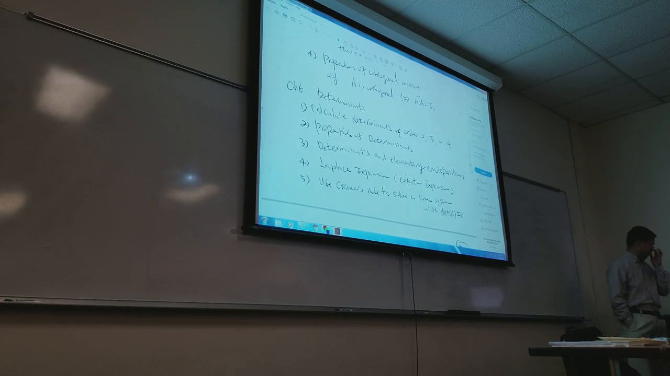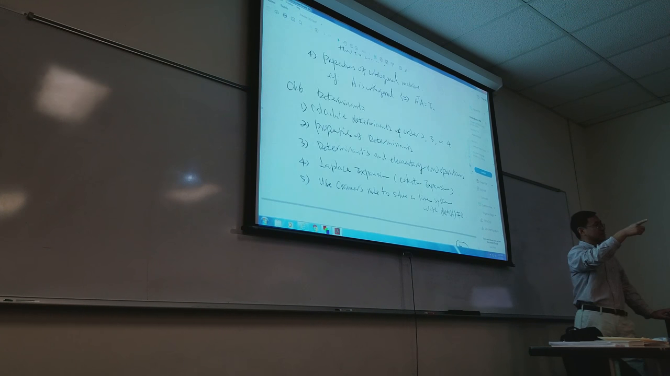Chapter 6, determinants. For determinants, you need to be able to calculate the determinants of matrices. Also you need to know the properties of the determinant of a matrix. For example, know that the determinant itself is not a linear function. In matrix, it is not linear.